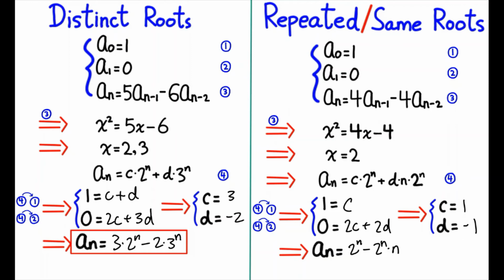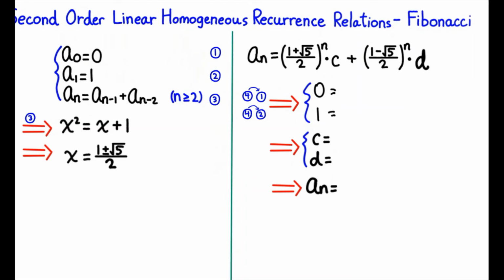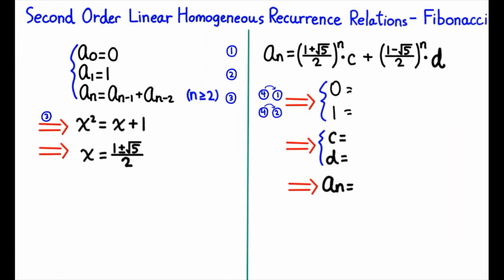Now we're going to move on to our next one, involving the Fibonacci sequence. Next example in second-order linear homogeneous recursion relations was the Fibonacci sequence, where a0 is equal to 0, a1 is equal to 1, and an is equal to an minus 1 plus an minus 2, when n is greater than or equal to 2. So let's just do what we just did with the last two examples.